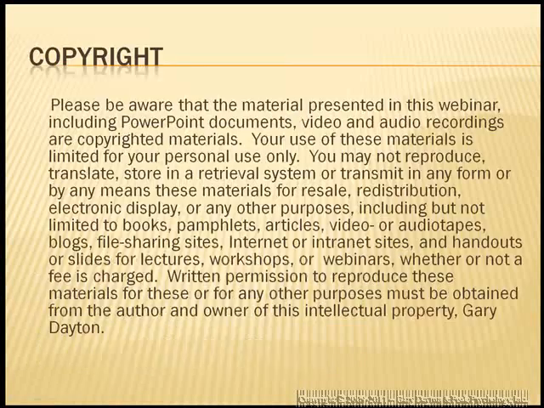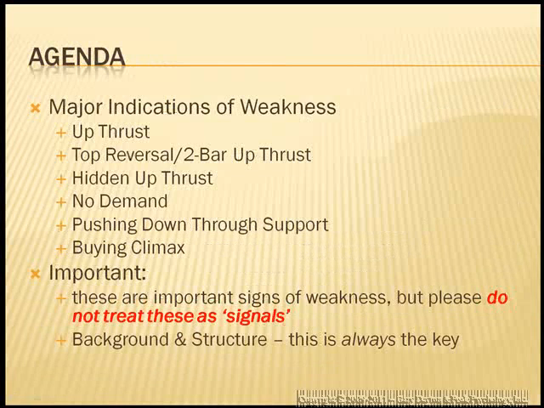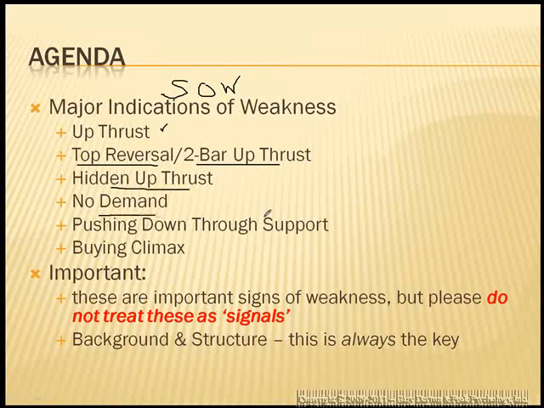All right, so now we're going to just sort of flip these all around and look at some of the major indications or major signs of weakness. Signs of weakness, okay? We'll talk about the upthrust. We'll talk about top reversal, or what some people call two-bar upthrust. Talk about the hidden upthrust, no demand, pushing down through support, and then the buying climax.